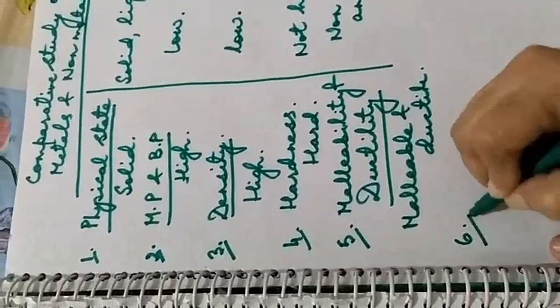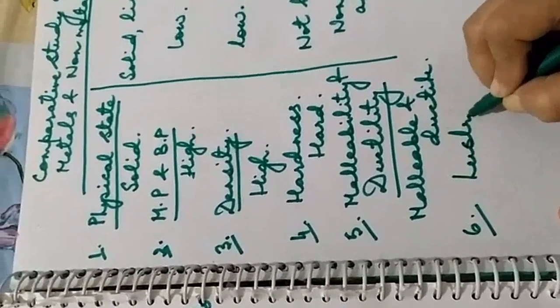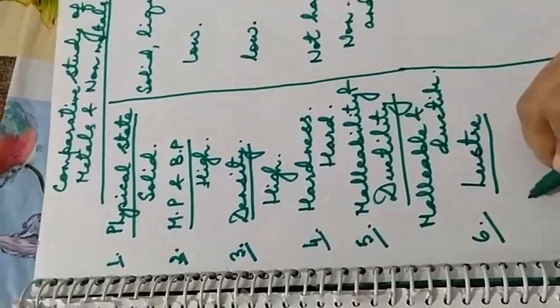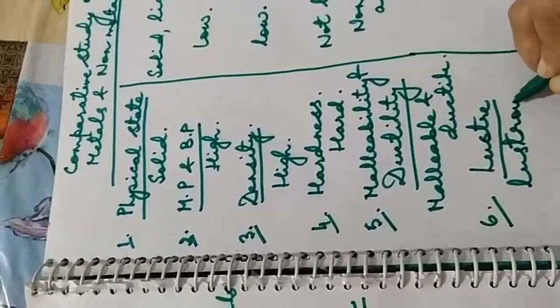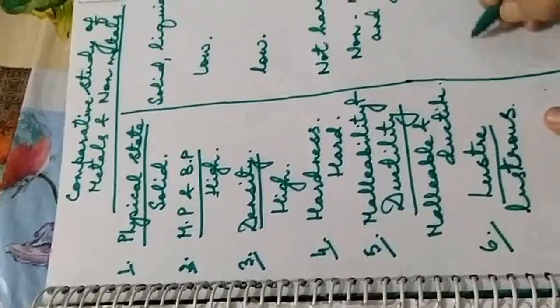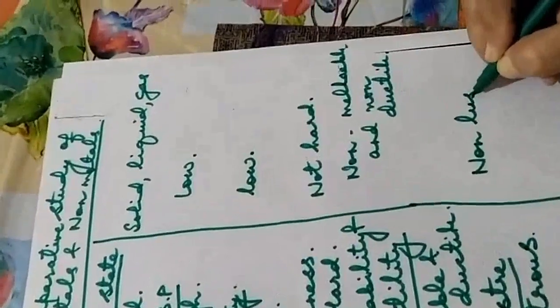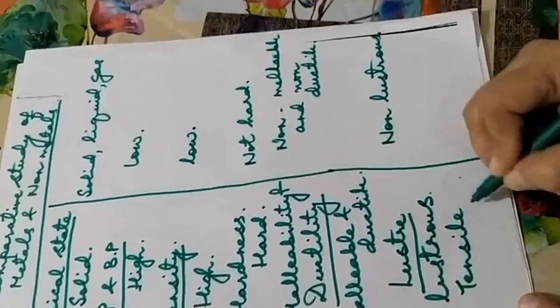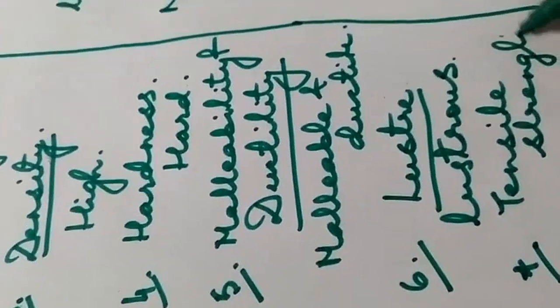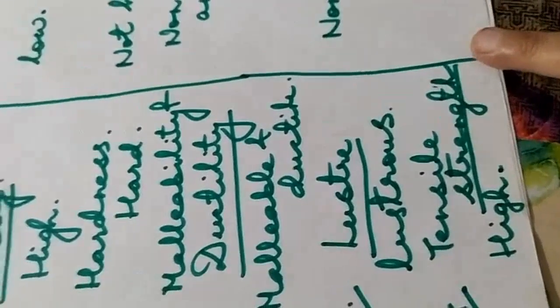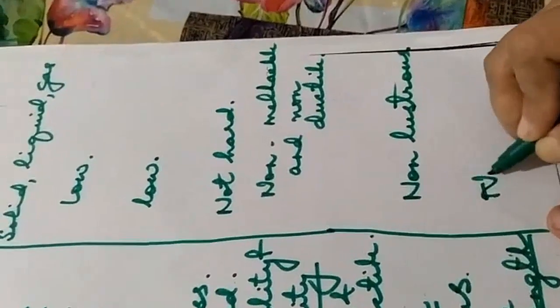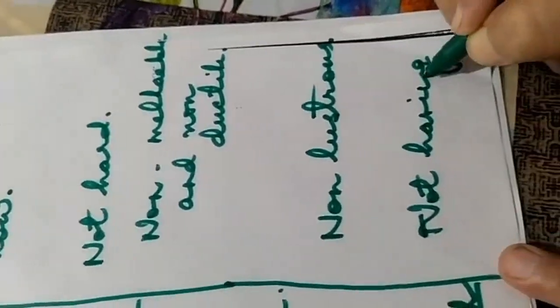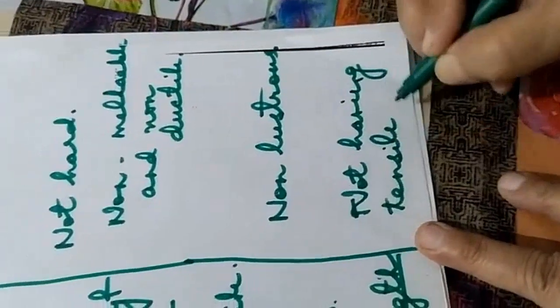Now, the sixth point is luster. Metals are generally lustrous. That means they show the shining property, whereas non-metals are non-lustrous. Seventh point is tensile strength. Metals have high tensile strength, whereas non-metals do not have tensile strength.